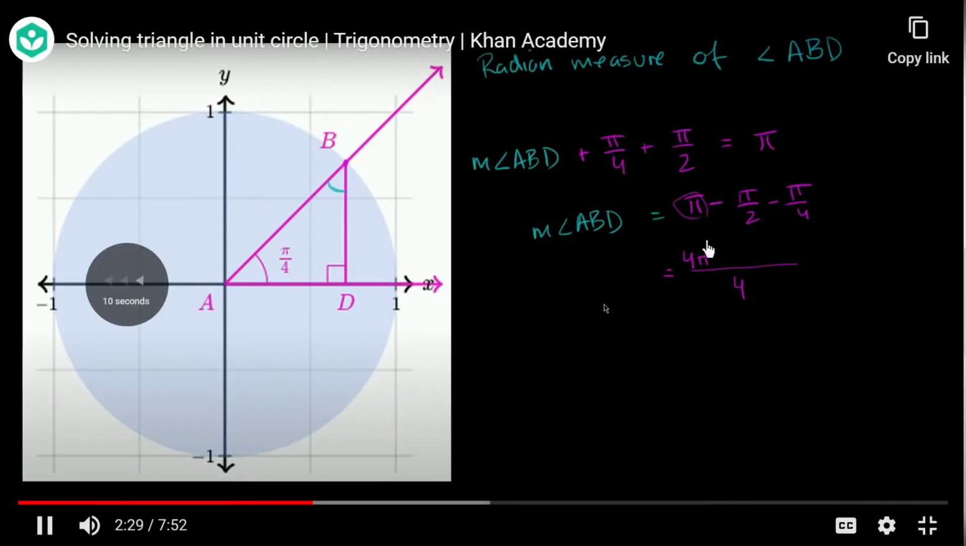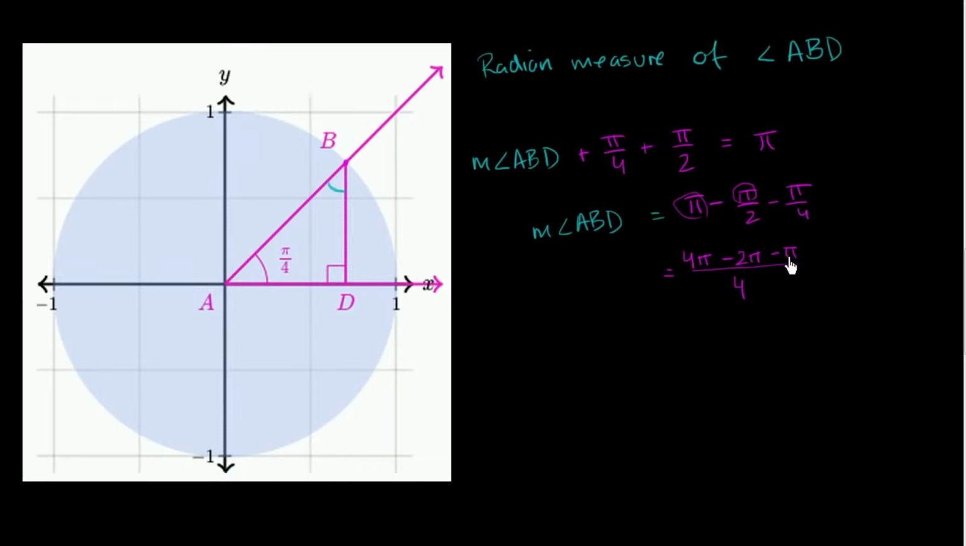So this is pi minus 2 pi over 4, and this, of course, is minus pi over 4. So 4 minus 2 minus 1 is going to get us to 1. So this is going to give us pi over 4. So the measure of angle ABD is actually the same as the measure of angle BAD. It is pi over 4. So that angle right over there is pi over 4.